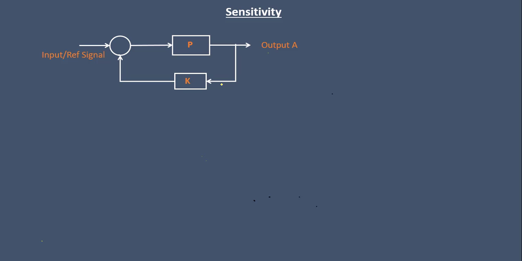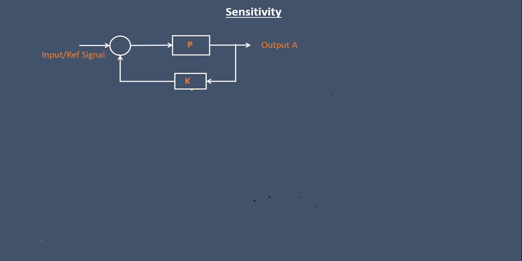So, this is a simple closed loop system with input signal and output signal. Now, you must be surprised with these blocks P and K. This P block is nothing but our forward gain block, which we used to write as G of S, and this K block is nothing but the feedback element block, which we used to write as H of S. Just for the sake of simplicity, I will write P and K instead of G of S and H of S.